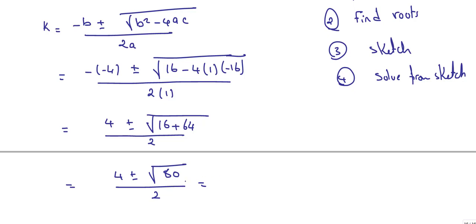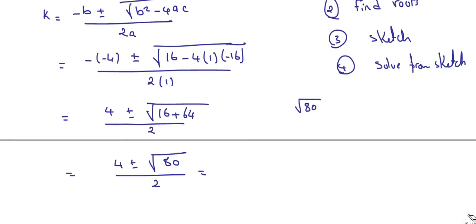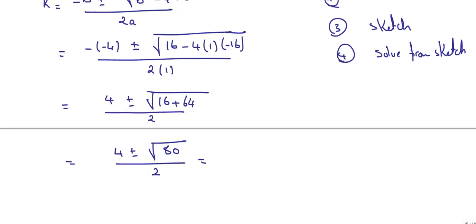Root 80. How to simplify root 80? If you want, you can put it on the calculator. But for our IGCSE level you don't need to show how to simplify this. For lower levels, like O level or even pre-IG, they have to show it. Okay? If we put root 80 on the calculator, what does it give? It gives 4 root 5, right? Sorry, 4 root 5.